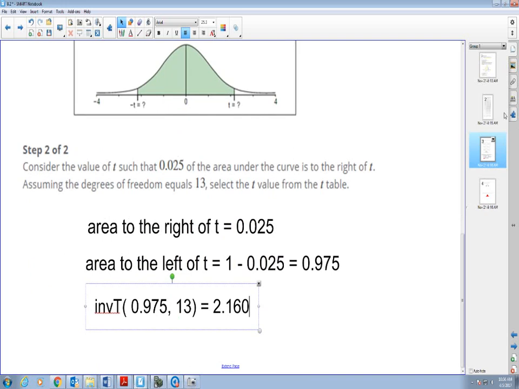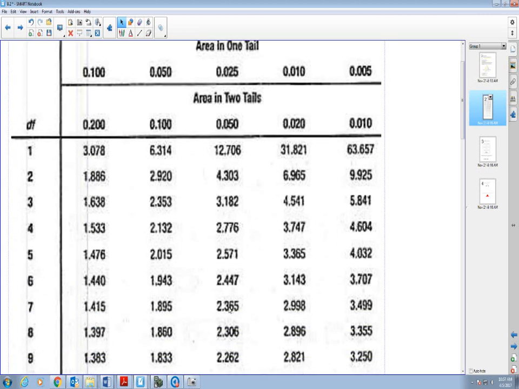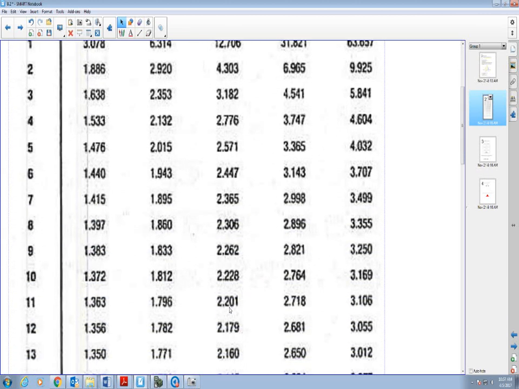Now to do this in the table, okay? I'm dealing with one tail. So area in one tail, it was 0.025. So let's look down here in the center. Degree of freedom is 13. So I'll go down to 13, 2.160. Okay, that's all I have to do.